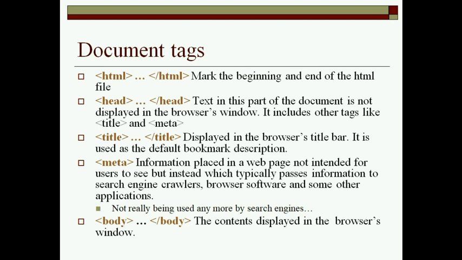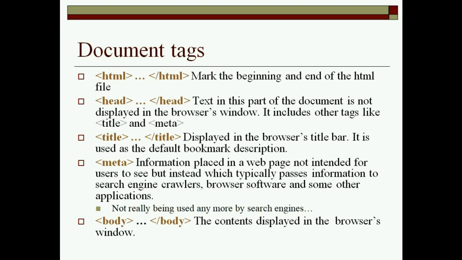The document tags consist of the following. HTML is a tag that specifies the beginning and end of the HTML file. Header tags indicate which part of the whole document is meant to be a header. Typically, this is a part of the document that is not displayed in the browser's window, and it includes a whole bunch of other tags that do certain bookkeeping and specify certain attributes of the document.